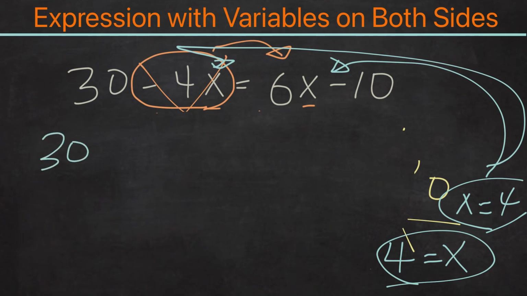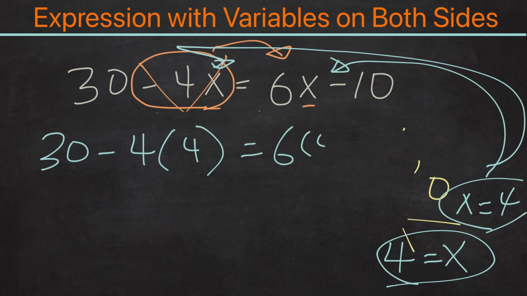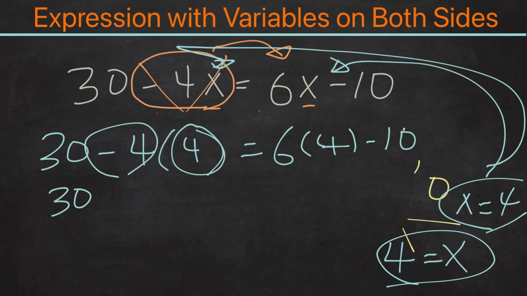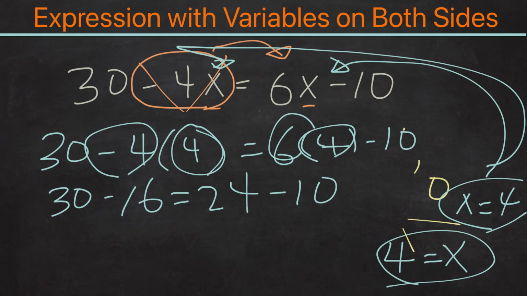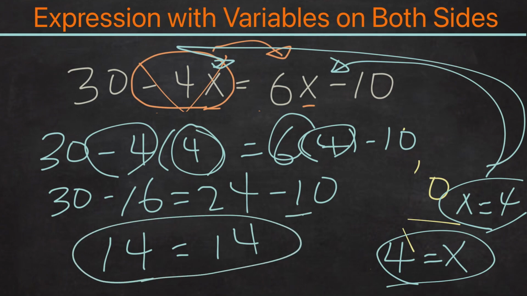Okay, so we have 30 minus 4 times 4, x is 4. 6 times 4 minus 10. Okay, and then we have 30, and negative 4 times 4 is negative 16. And 6 times 4, 24, minus 10. And 30 minus 16 is 14. 24 minus 10, 14. So, as you can see, 14 equals 14 is a true statement. So, that means x equals 4 is correct.